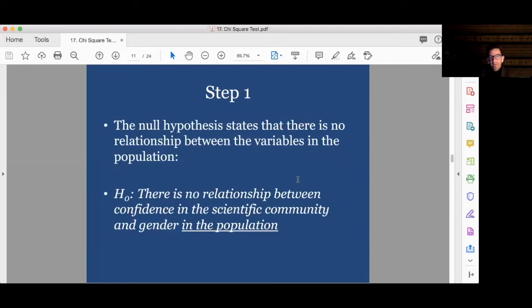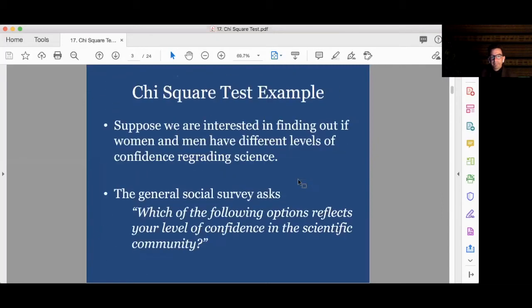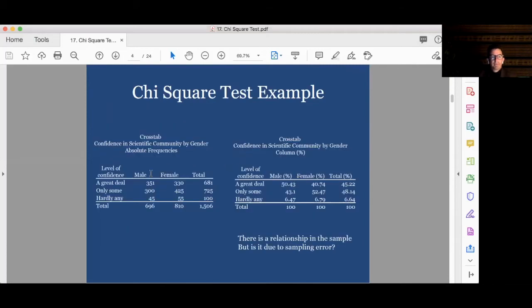So if we go back to our example here, without counting the totals, how many columns do we have in this table? We have male and female, so that's 2 columns. And how many rows do we have without counting the totals? We have a great deal, only some, hardly any. We have 3 rows and 2 columns.